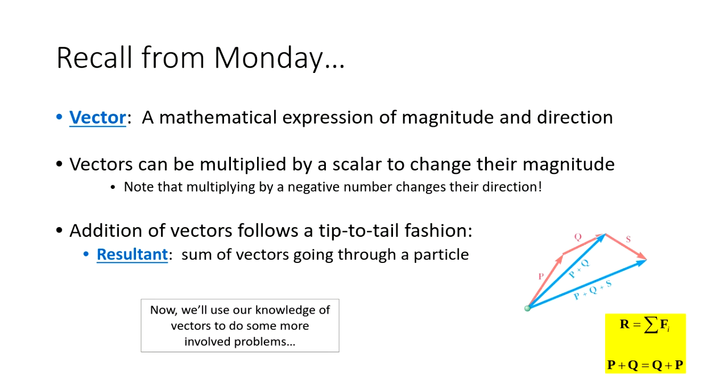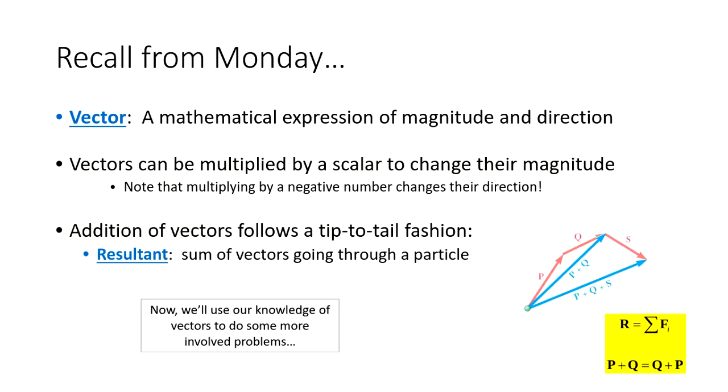Now, vectors can be multiplied by a scalar to change their magnitude. For instance, if you had a vector and you multiplied it by two, it would be in the same direction, but double its magnitude. And if you multiply by a negative number, you would change its magnitude, but you would also flip its direction. It'd be along the same line of action, but just flipped.